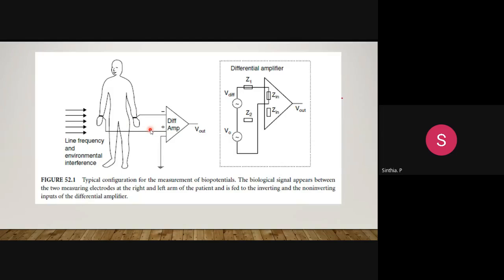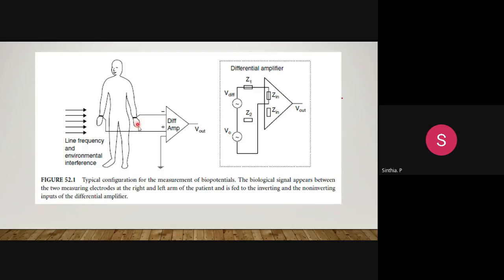So the line frequency interference signal shows only very small differences in amplitude and phase between the two measuring electrodes. So this will cause approximately the same potential at both the inputs, the same amplitude signal. So it will appear between the input and the ground. So generally this signal we call the common mode signal, right?